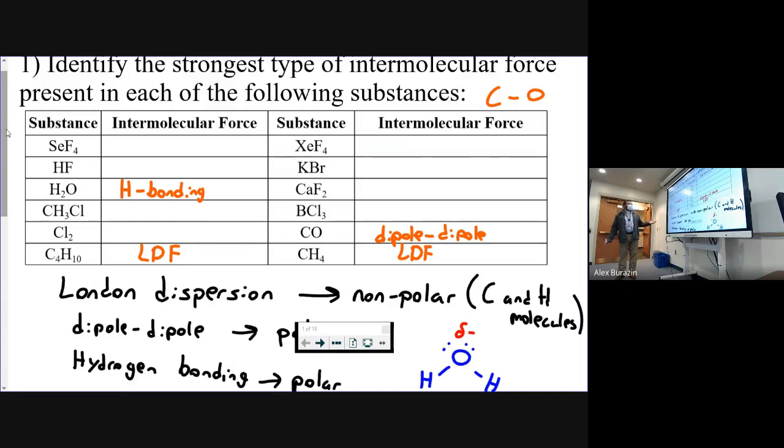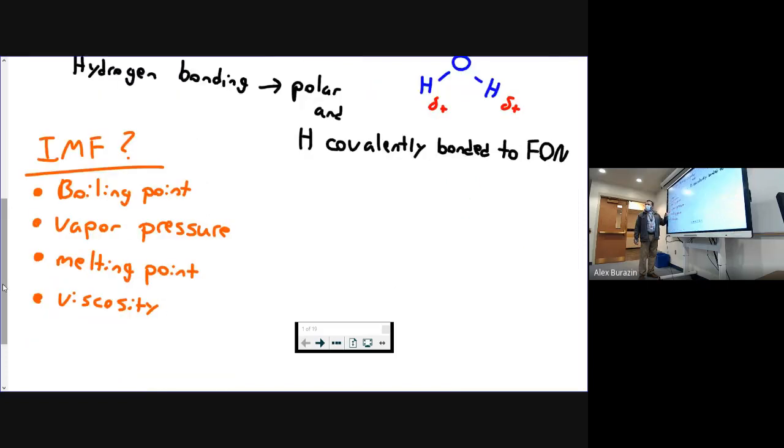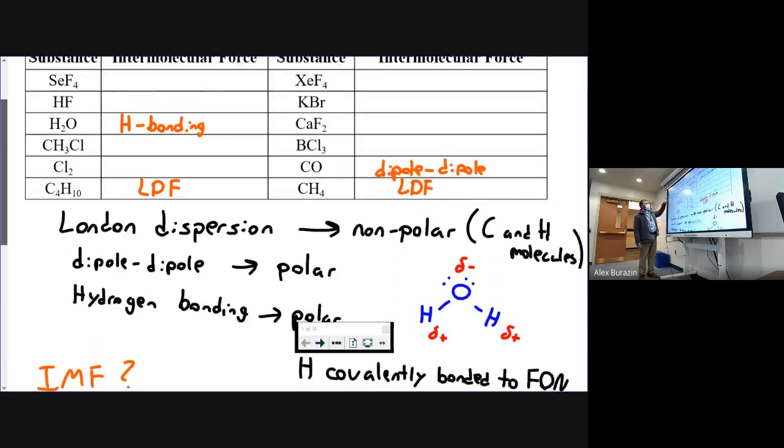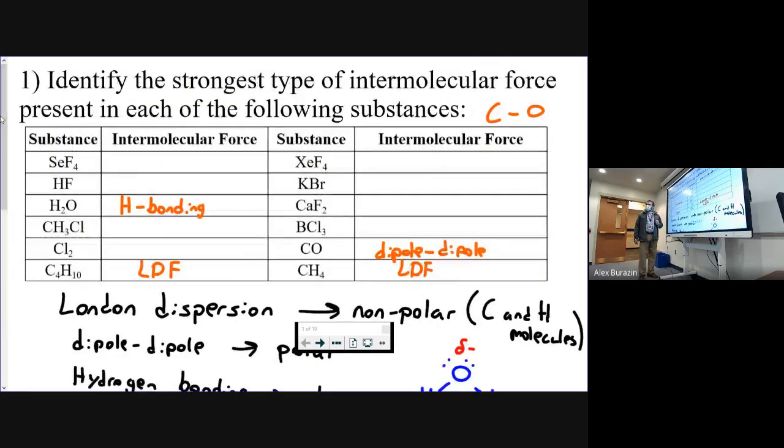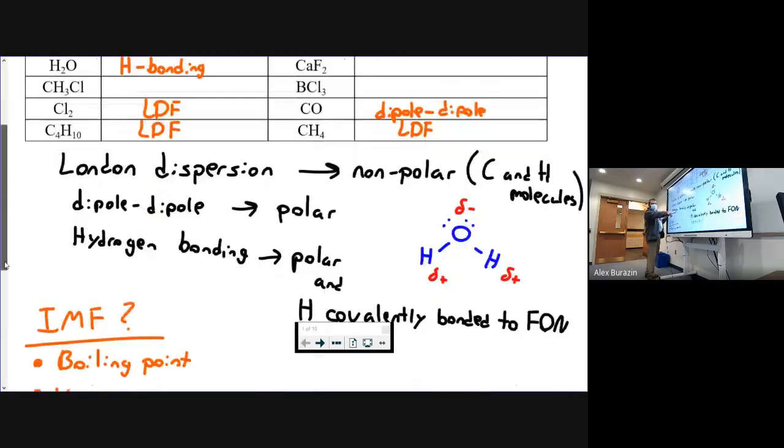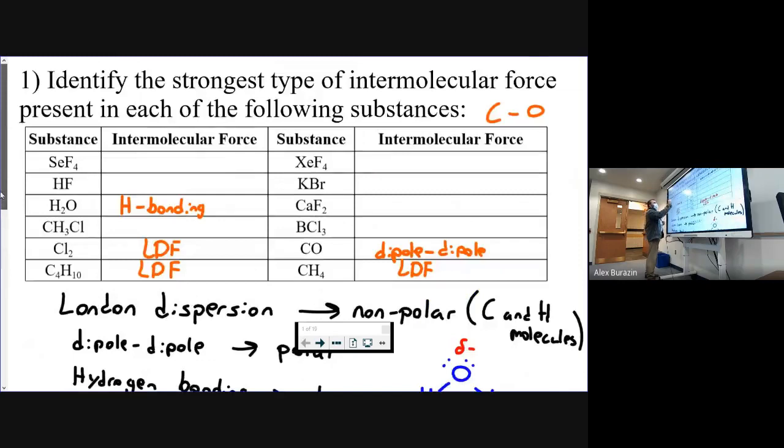Like I said, some of these are kind of relying upon shape and geometry. They're not really going to do that to you, I don't think. Chlorine. HF? Okay, good. Now, again, this is polar, and we've met the special criteria: hydrogen is covalently bonded to a fluorine. This must be H bonding.